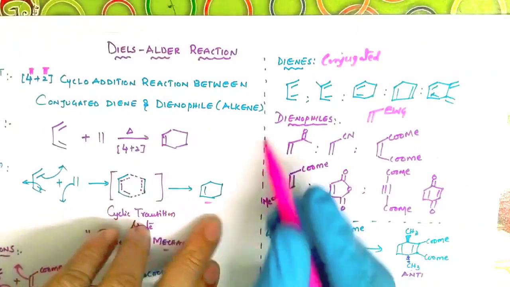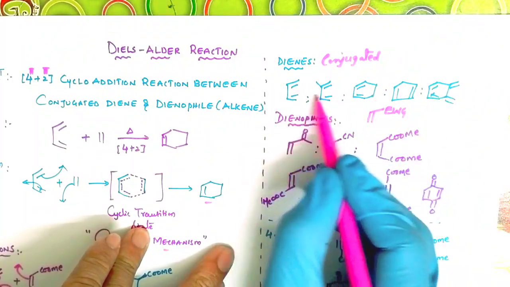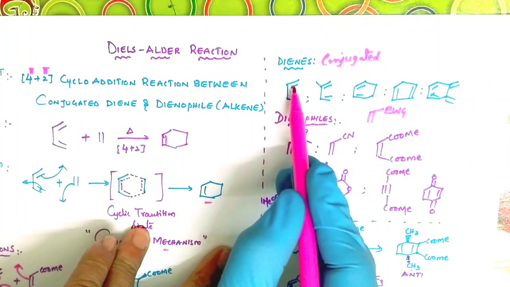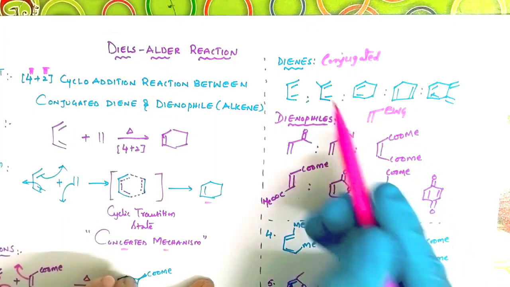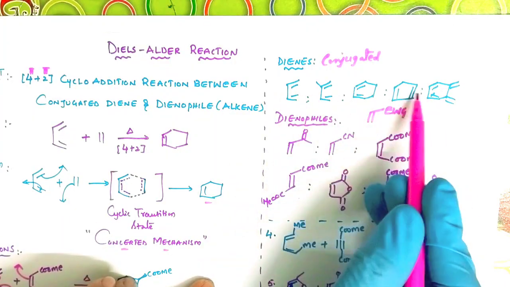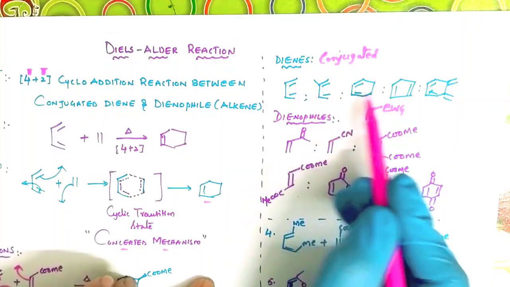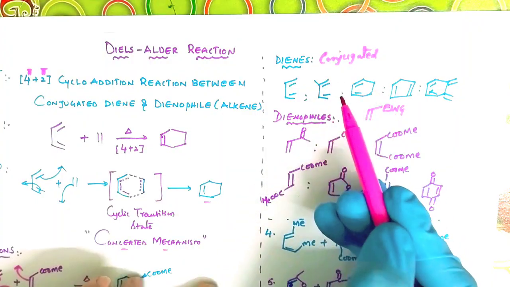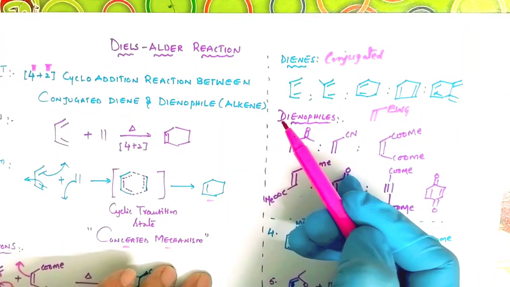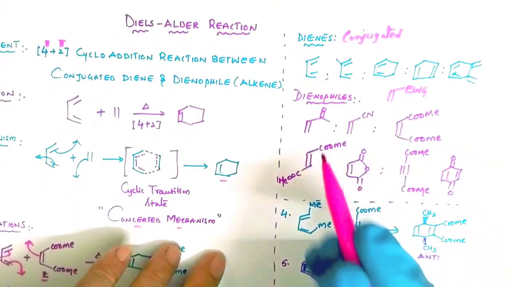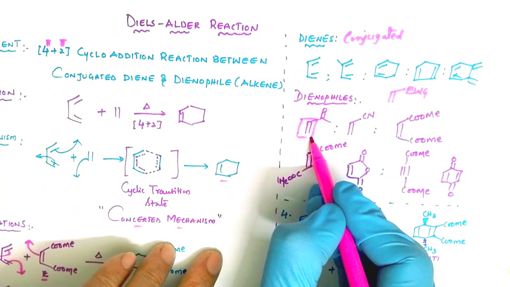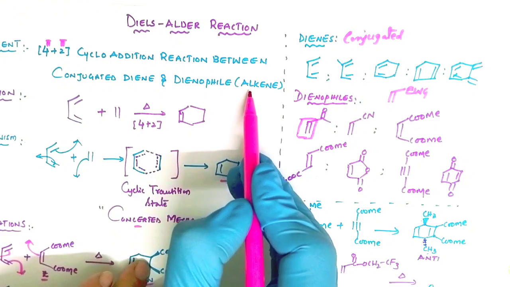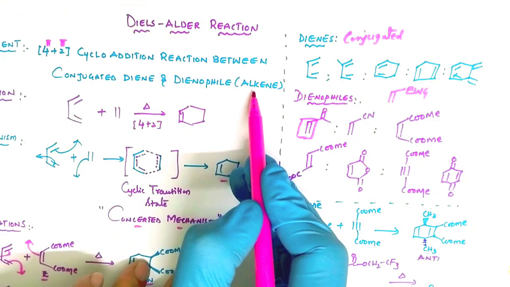See this one. These are all the dienes, conjugated dienes. In all the cases, what we are observing? Alternative pi bonds or not? So these kind of compounds will be involved in the Diels-Alder reaction. Then what is the dienophile? The dienophile where we are having pi bond. Simply people are calling it as an alkene.